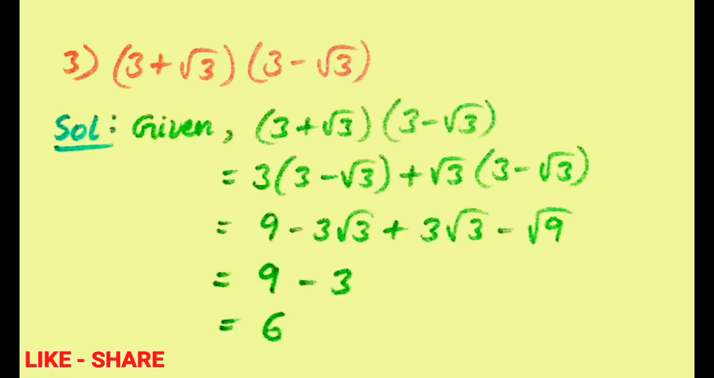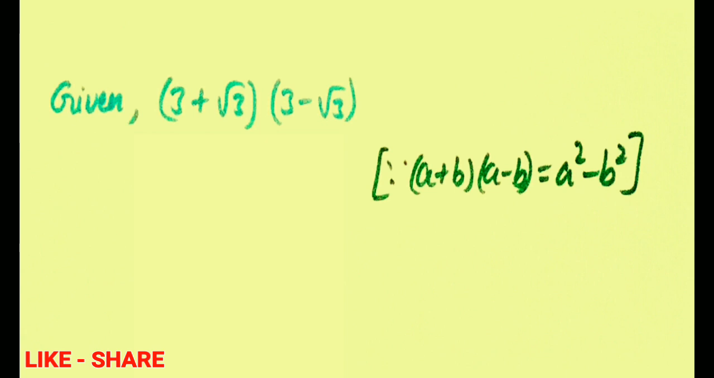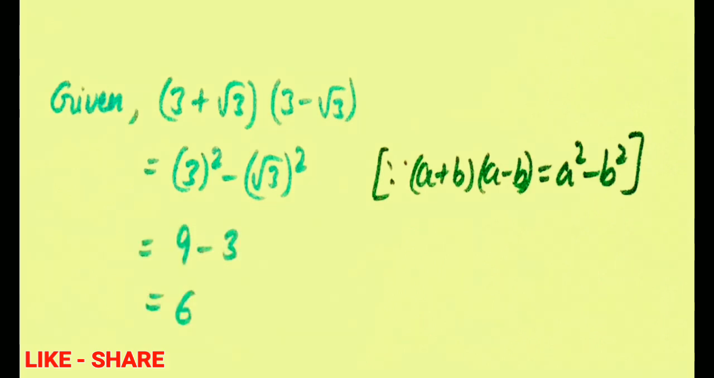This is an alternate method for the simplification of this problem. Take the given as (3 + root 3)(3 - root 3). We have to apply the (a + b)(a - b) formula here. We know that (a + b)(a - b) is equal to a square minus b square. Here a value is 3 and b value is root 3. So a square minus b square means we write 3 square minus root 3 whole square. Now 3 square is equal to 9 and root 3 whole square means root and square get cancelled, so we get 3. So 9 minus 3 is equal to 6.